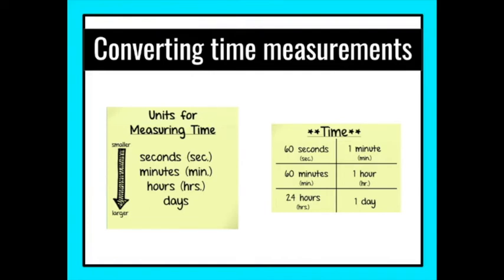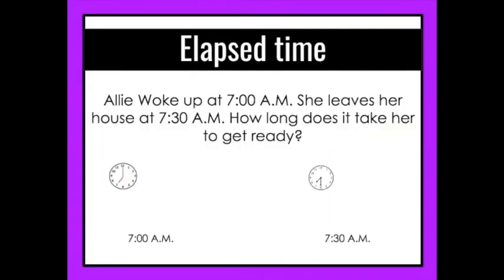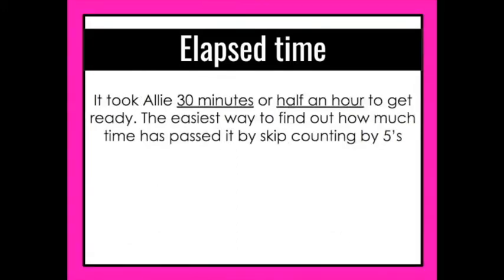All right, let's practice. Allie woke up at 7 o'clock AM. She leaves her house at 7:30 AM. How long does it take her to get ready? It took Allie 30 minutes or half an hour to get ready.